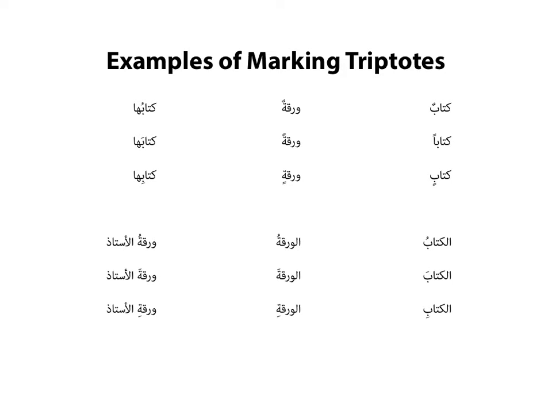get the same endings without the tanween: al-kitabu, al-kitaba, al-kitabi, al-waraqatu, al-waraqata, al-waraqati, kitabuha, kitabaha, kitabiha, waraqatul ustad, waraqatal ustad, waraqatil ustad.